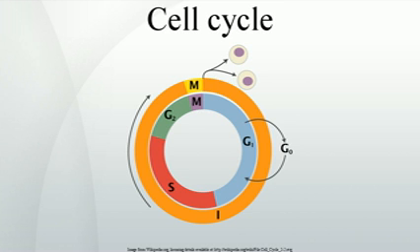Cell cycle. The cell cycle, or cell division cycle, is the series of events that take place in a cell leading to its division and duplication that produces two daughter cells. In cells without a nucleus, the cell cycle occurs via a process termed binary fission.